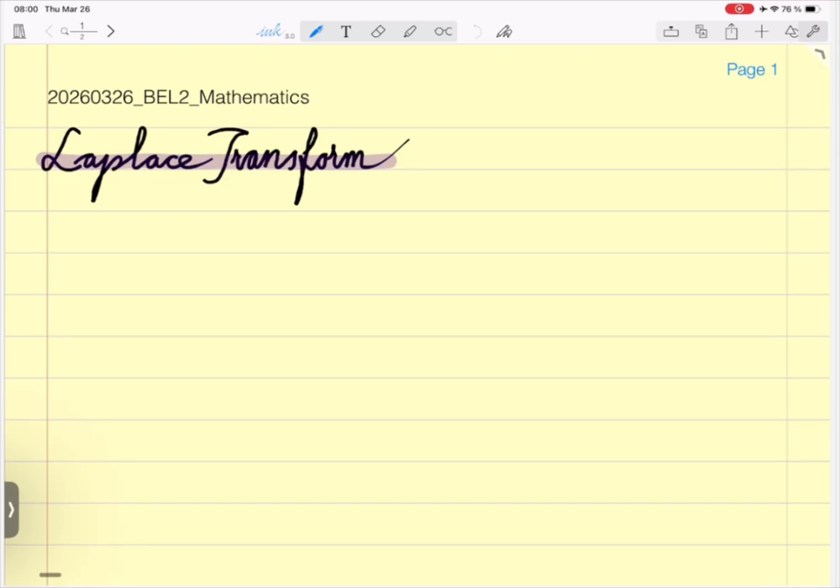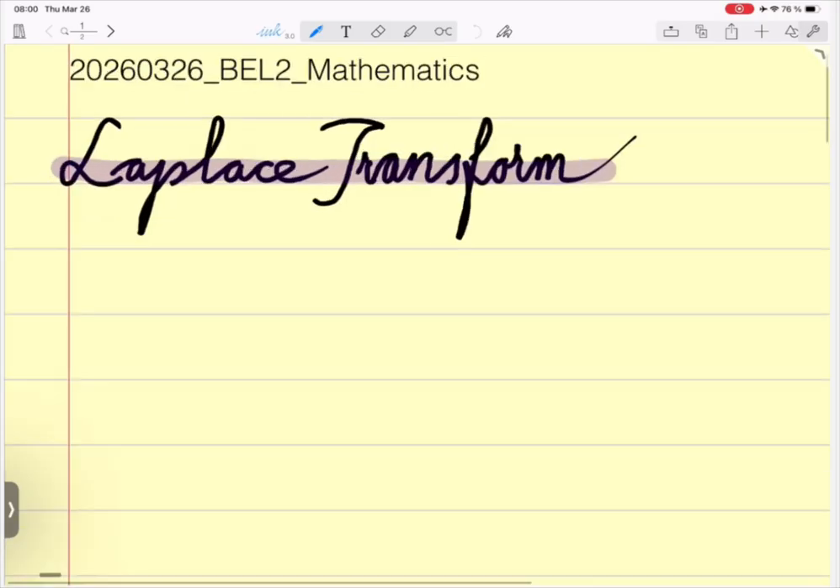Today is the 26th of March 2026 and today we will look at the Laplace transform as already noted yesterday. So we start with some notation remarks. Basically the same as yesterday, but just so that you have it in the same document.